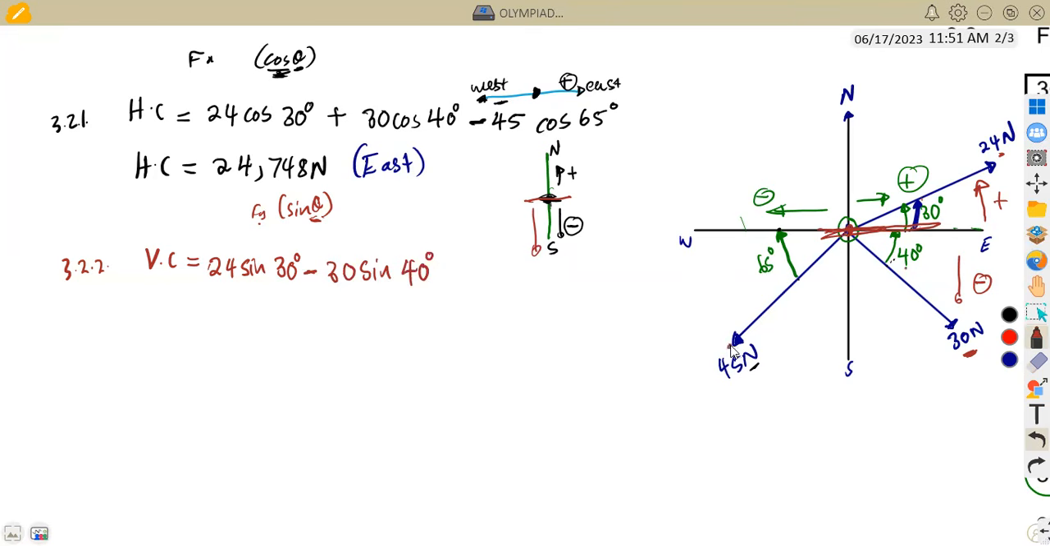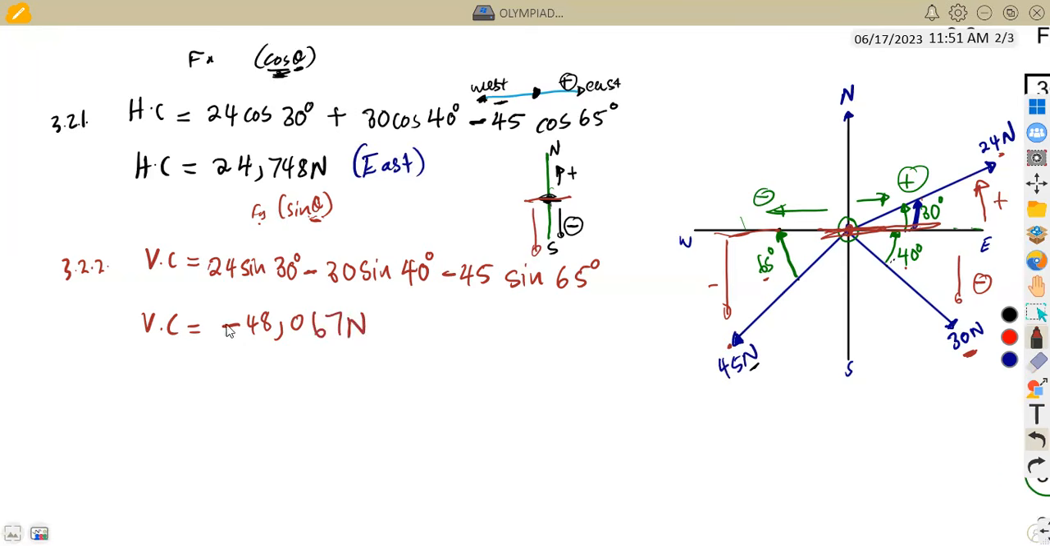We move on to the 45 Newton. Again, it's below the horizontal line, so it's a negative. So it's negative 45 sine theta, our theta is the angle of 65 degrees. All right, so this is going to give us the sum of everything that we have on the vertical components in this case. If you simplify, we are going to obtain a negative value, a negative of 48.0674, which is 0.67 in Newton.